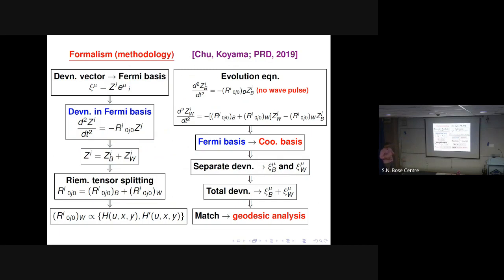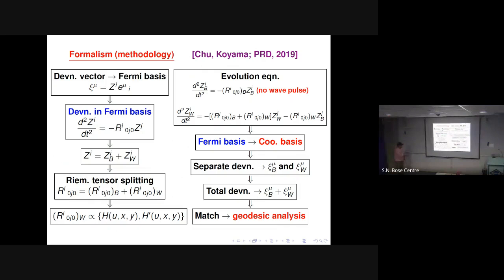So what we do is, you first write out the deviation vector. The deviation vector is xi mu in the coordinate basis. You go to a Fermi basis, and in the Fermi basis you write down the deviation equation. Then you write this deviation in two parts, background and wave, because the background part contains these Riemann tensors, which are not dependent on H and E.